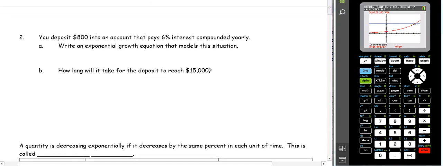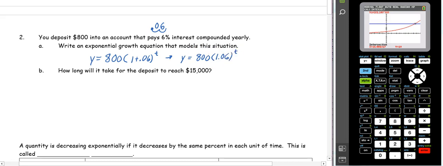So number 2, you deposit $800 into an account that pays 6% interest compounded yearly. Write an exponential growth equation for this model. So we're going to have y equals, we start at $800, parentheses, when we change 6% into a decimal, it's 0.06, so we have 1 plus 0.06 to the t power. So that simplifies to y equals 800 times 1.06 to the t power.